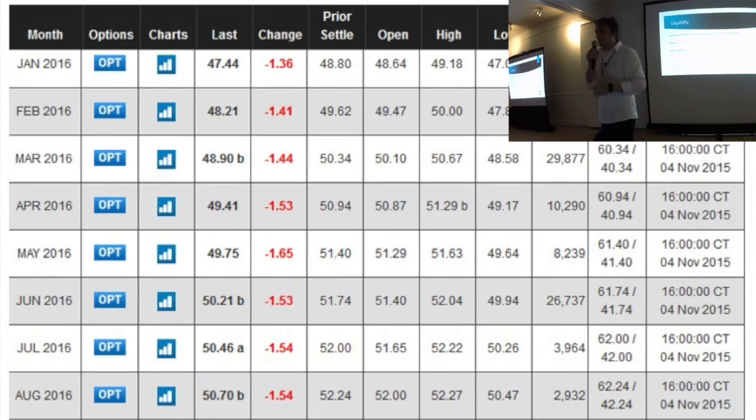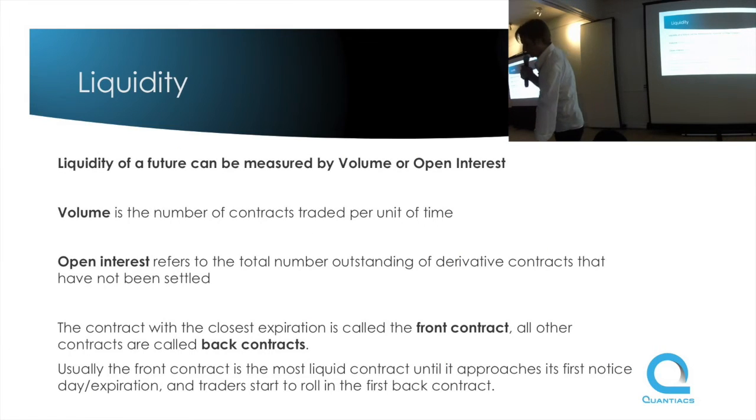Okay, cool. Then liquidity. We already talked a little about liquidity. Liquidity of a future can be measured by either one of two variables, or ideally by both. These are volume and open interest. Volume is just the same as what you know from stocks. So if I sell a contract that I own to somebody, I create a volume of 1.